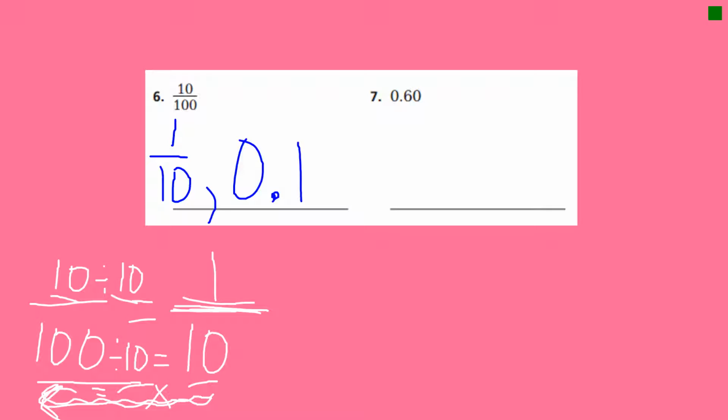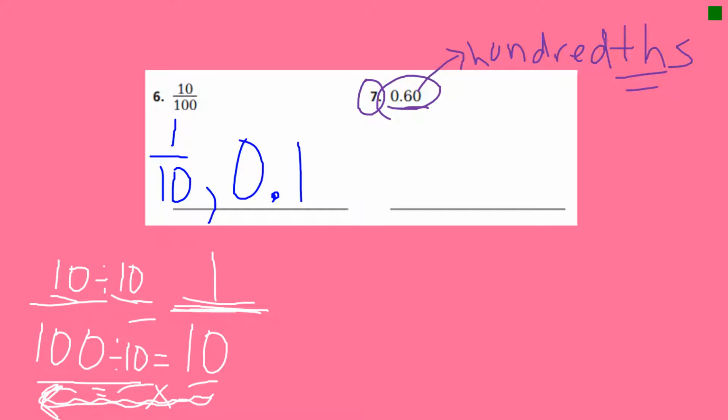All right, so let's take a look at 7. I'm going to read this now. Just read the number, 0 and 60. And then you're going to use the decimal place value word. 0 and 60. What's that place value? Hundredths. 0 and 60 hundredths.